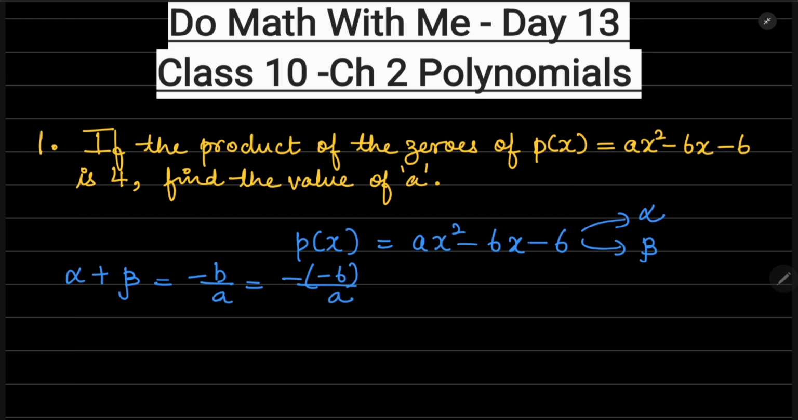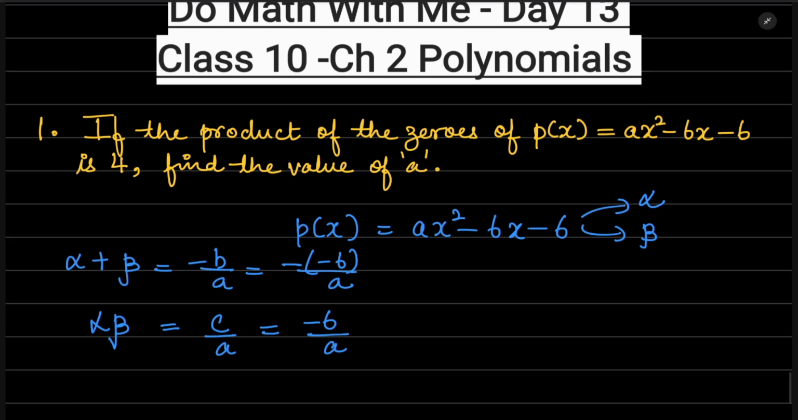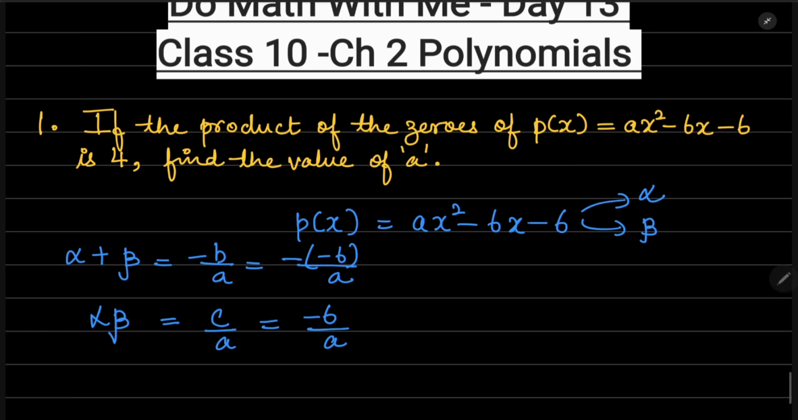Okay? And your product of the zeros, alpha multiplied by beta, alpha beta equal to c by a. C is minus 6 by a. Okay, now using these two, we can find the value of a. But what are we given? We are given only the product of the zeros. Okay, we are given the product of the zeros is 4. So just equate it. So what is the product of the zero? Alpha beta is equal to, you are given it as, the value is 4. This is given to you in the question.